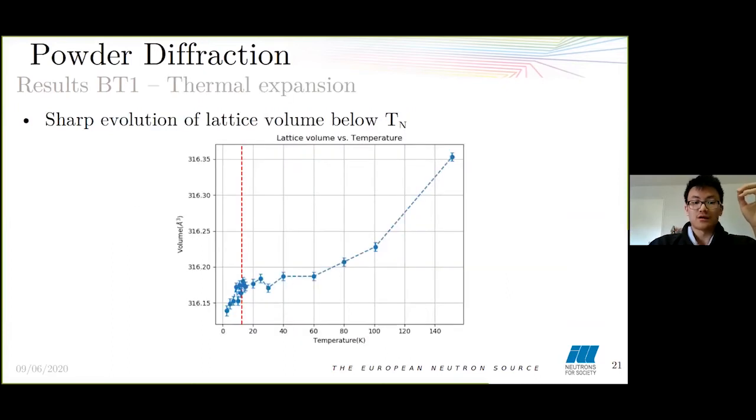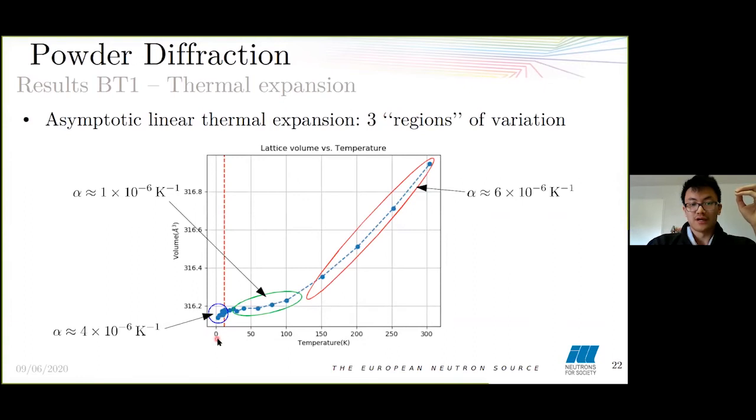Then, if we focus on the evolution of the lattice volume, we can see a very sharp evolution below Tn. And if we look at higher temperature, we can extrapolate the variation of the volume as linear thermal expansion in 3 different regions.